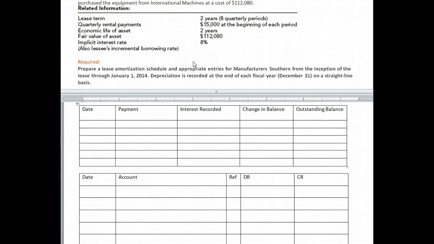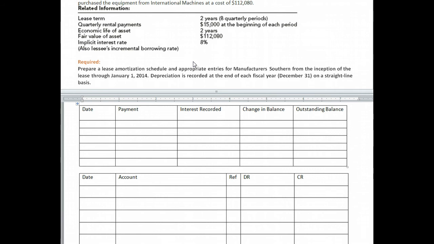First, we need to determine the present value of the minimum lease payments. This is the only way to determine the carrying value of the lease payable. In other words, what are we going to carry this asset at? The lessee always carries the leased asset at the present value of the minimum lease payments. So to find that, the first thing we have to do is take the $15,000 lease payments and multiply that by the present value factor.